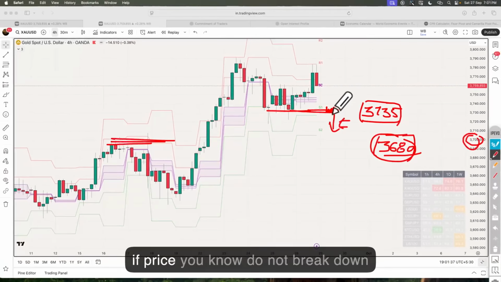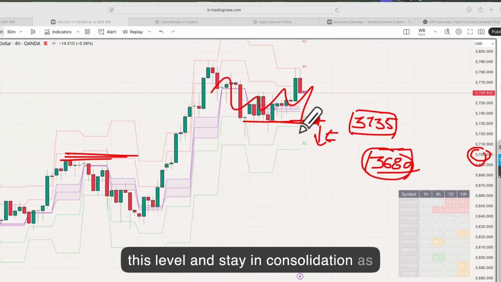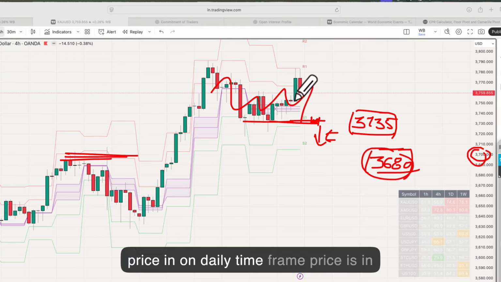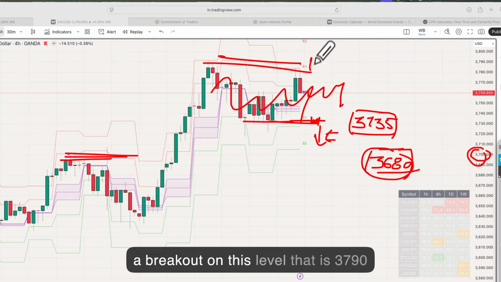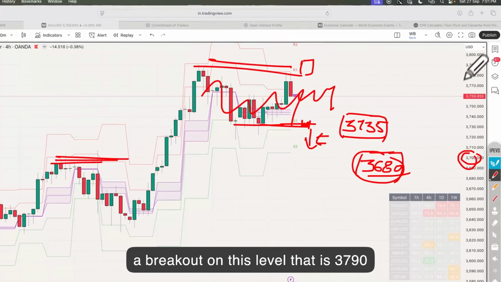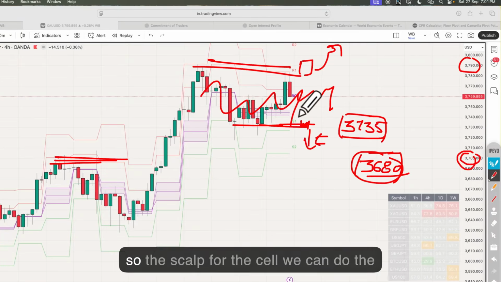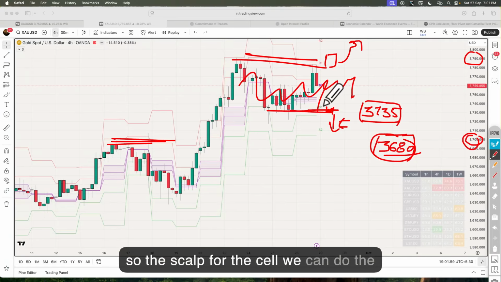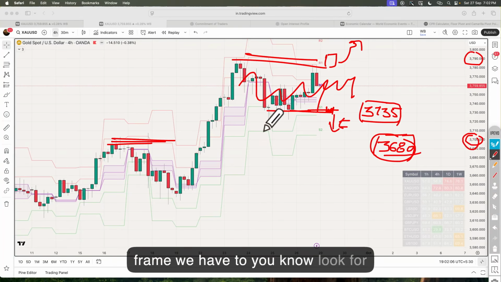But if price does not break down this level and stays in consolidation, as price on the daily time frame is in consolidation, then we have to wait for a breakout of this level, that is 3790. Only then are we going to look for buys. For scalping we can do sells, but on the higher time frame we have to look for buying only as of now.